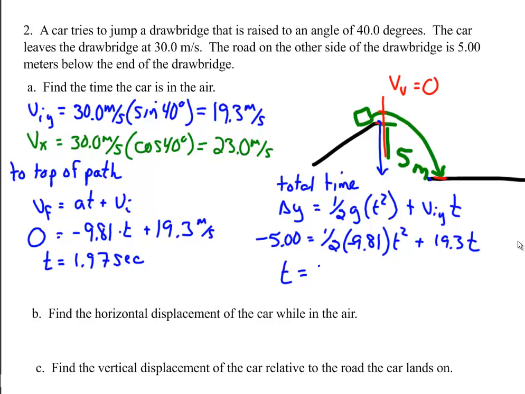So at any rate, we get 4.18 seconds and negative 0.244 seconds. Well, we can't have negative time, so there is our time. So this is the time that our projectile, our car, is in the air totally from when it leaves the drawbridge to when it lands on the road. And the unit we want to make sure we put in, those are seconds.